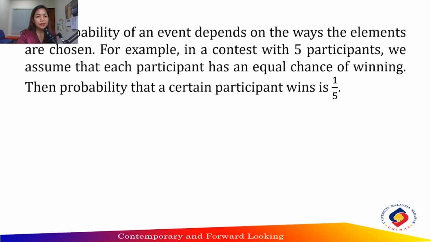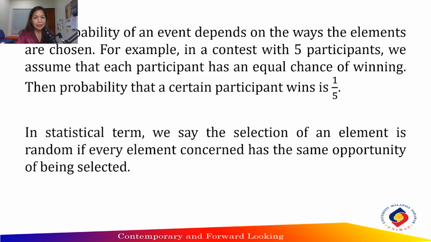The probability of an event depends on the ways the elements are chosen. For example, in a contest, if we have 5 participants, we have to assume that each participant has an equal chance of winning. Therefore, the probability that a certain participant wins is 1 over 5. In statistics, we say that the selection of an element is random. It must be fair and not biased, if every element concerned has the same opportunity of being selected.